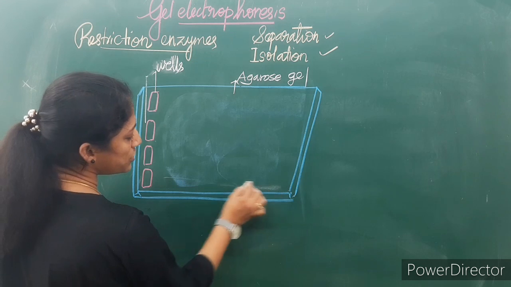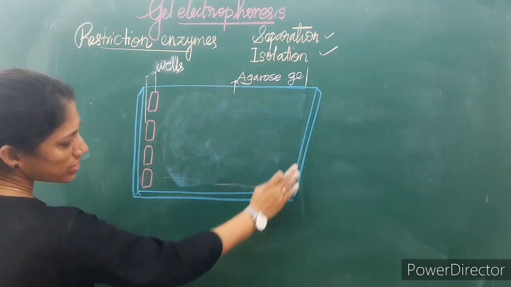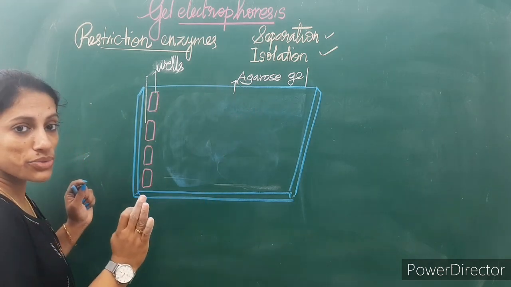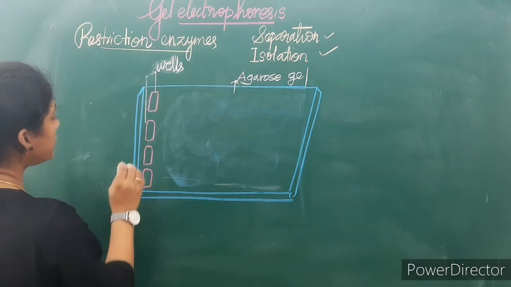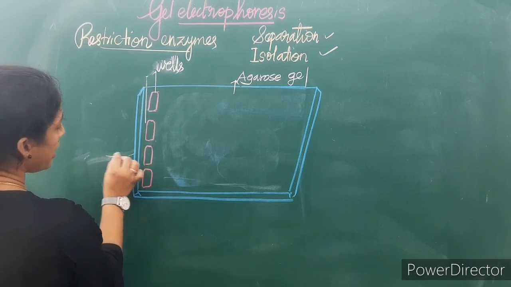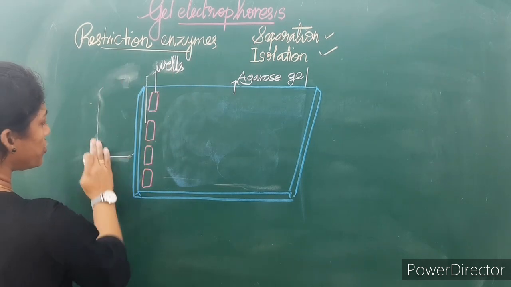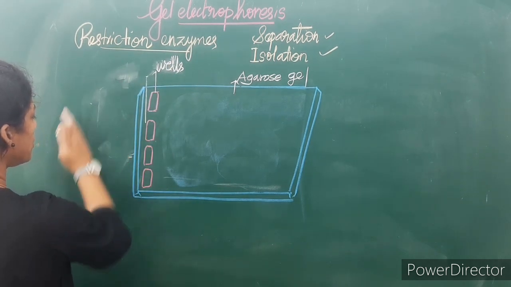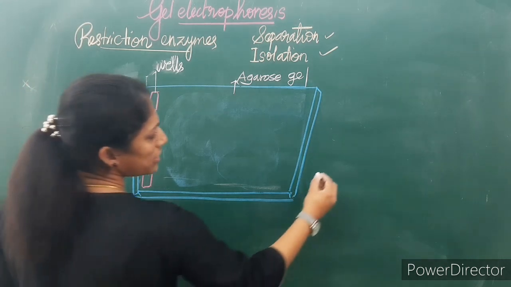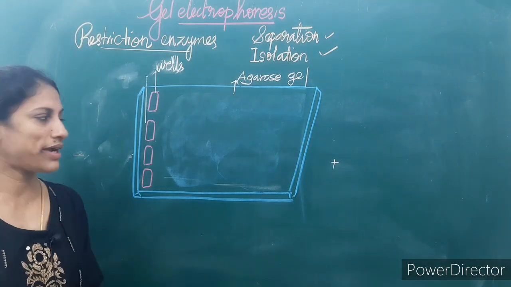Then listen here. When this setup is connected to power, that means under an electric field, suppose a battery or any connection, you just imagine, no need to draw it. Suppose this side is the cathode and this side is the anode. No need to represent it in the diagram.